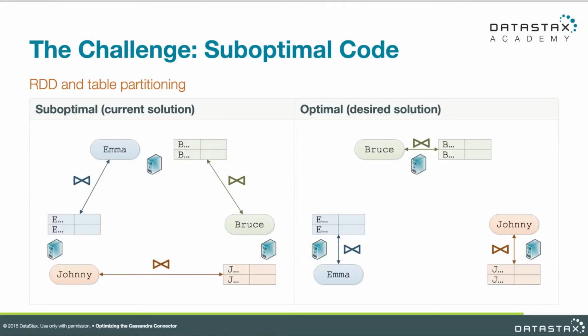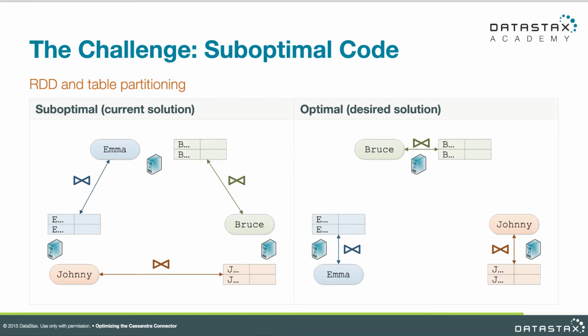Let's take a look at a diagram that illustrates what's happening. Now, getting outside of our movie paradigm for a second, we see three nodes here. Now imagine we have three actors, Bruce Willis, Johnny Depp, and Emma Stone. And we made a collection out of them, we parallelized it, made an RDD, and that RDD gets partitioned. We don't really know anything about how that RDD is partitioned, though. We'll probably see Emma on one node, Johnny on another, and Bruce on another.